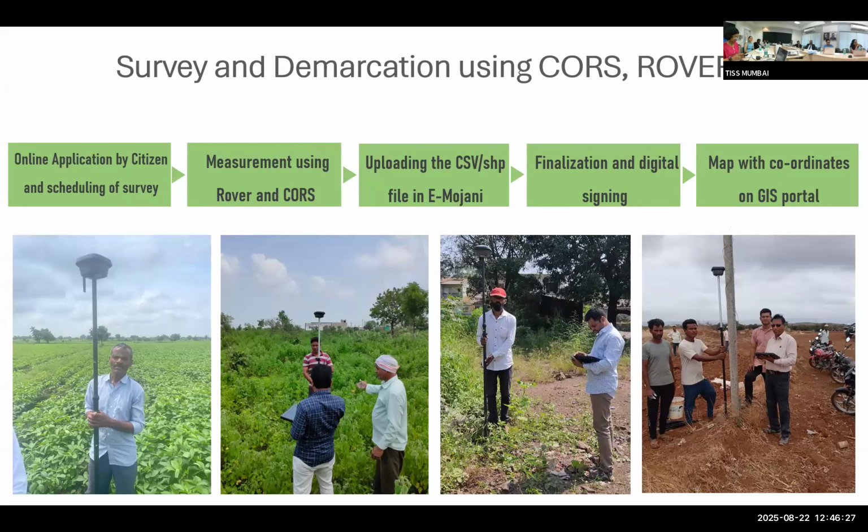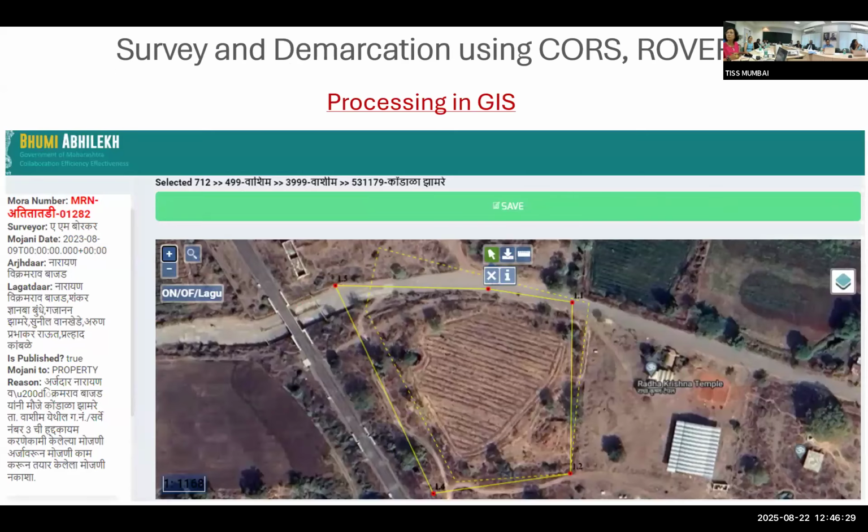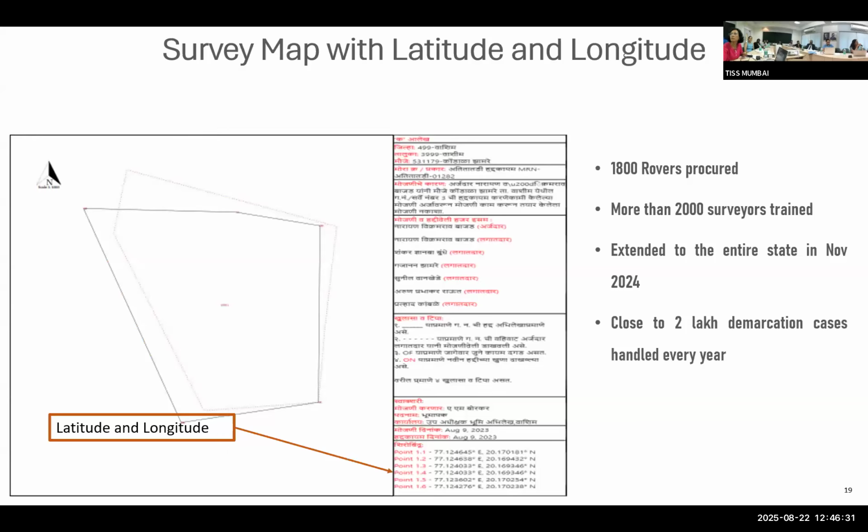Again, Survey of India person will explain that in detail, so I'll just skip that portion. These are the snaps about how this eMosley version gives you a final map, and you can see the latitudes and longitudes. This is an official proper layout which I have taken from the software itself. This is where we have also integrated the record of rights, or the landholder's name.